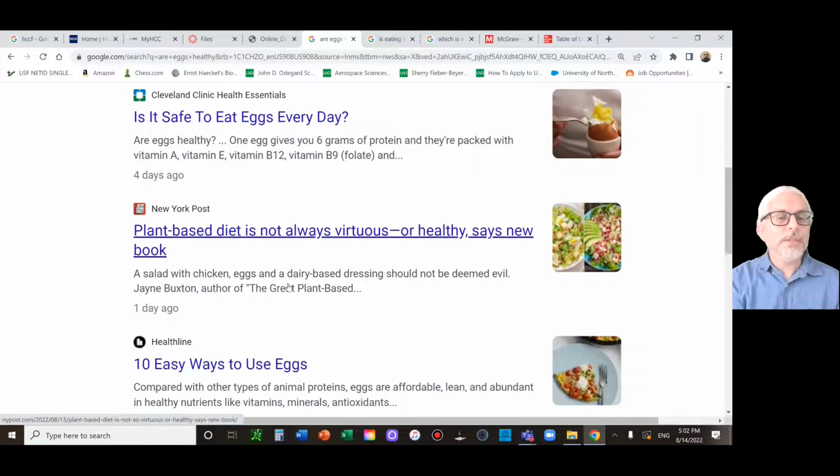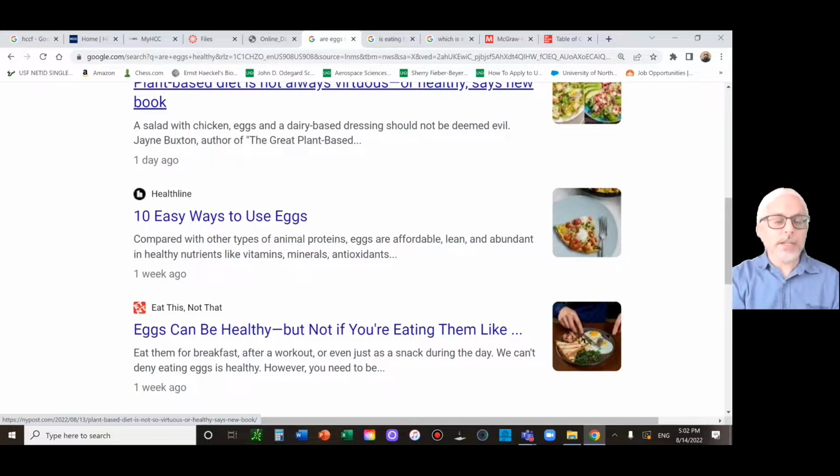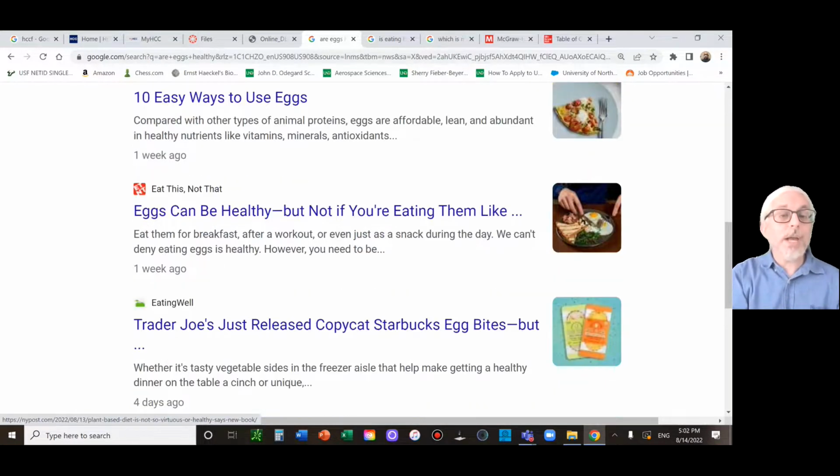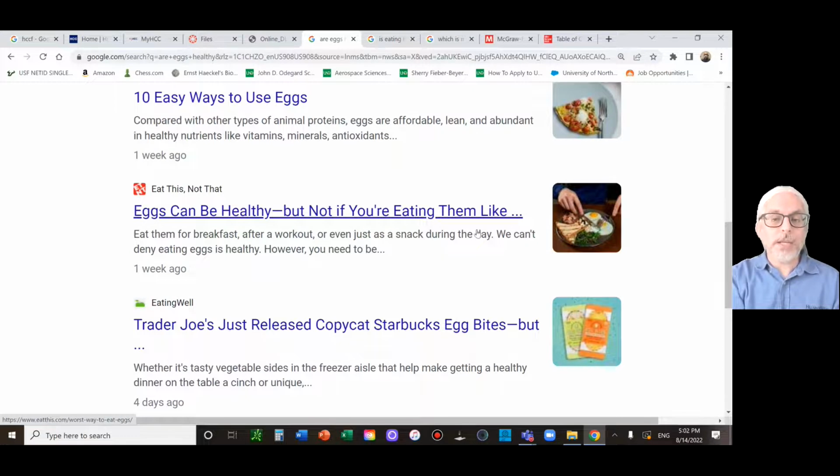I'm not sure why this came up with eggs. Well, there's eggs right there, so maybe that's why. 10 easy ways to use eggs. That's not really what we're after, but okay. Eggs can be healthy, but not if you're eating them like something or other. So again, there's plenty of stuff here.